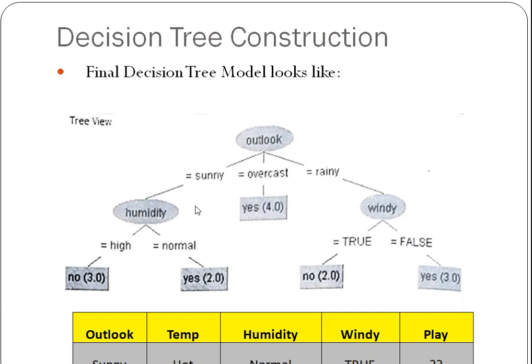Now we will go with this. Outlook is sunny. I will come on this side, so sunny. Next is the humidity. Humidity is normal, so normal means what? Answer is yes. So the decision tree will predict for our earlier question the answer as yes, outdoor play as yes.